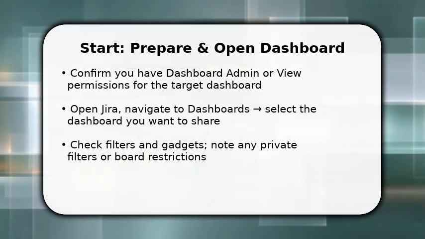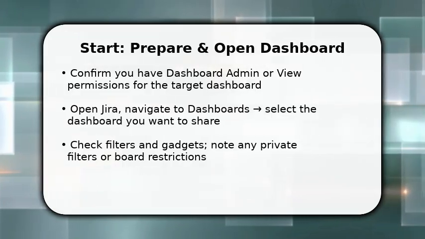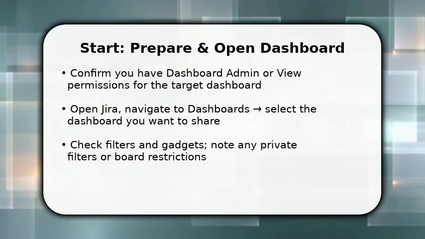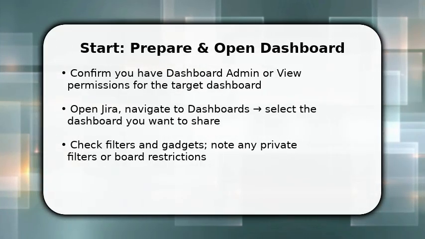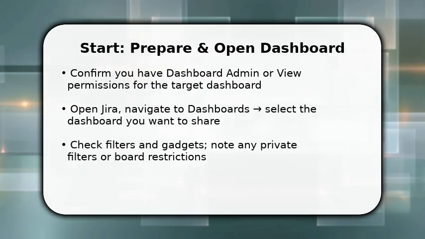Make sure to inspect each gadget and its underlying filter. If a filter is private, viewers won't see its data. If needed, switch the filter to shared or replace it with a global filter. By doing this now, you prevent permission errors when you publish or send the dashboard link.